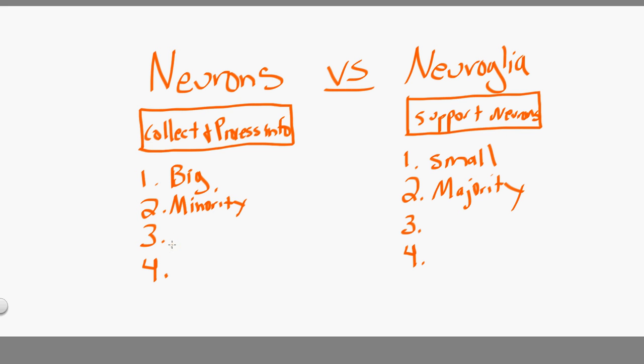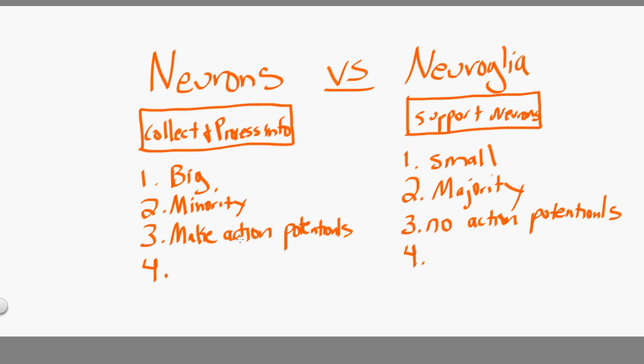Now, the other point is neurons make action potentials, meaning electricity is traveling through them. Neuroglial cells, no action potentials. Their job is to support the neurons. So the action potentials are kind of like the lawyers going to court, making the big case, right? The paralegals are not going to court. The paralegals are normally in the office. They're not doing any action in terms of the courts. Just as an analogy there.